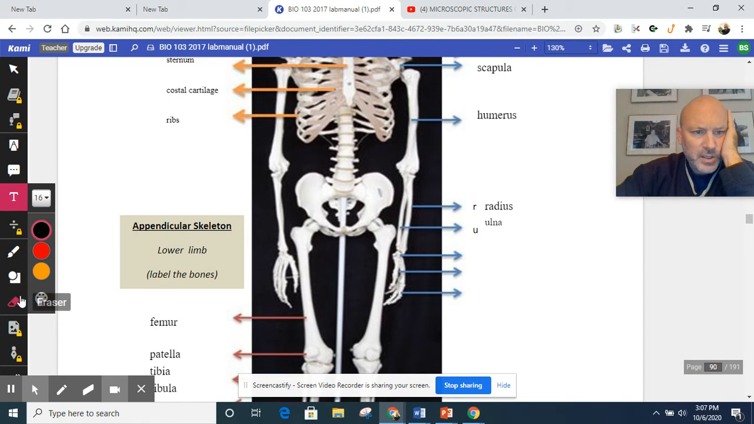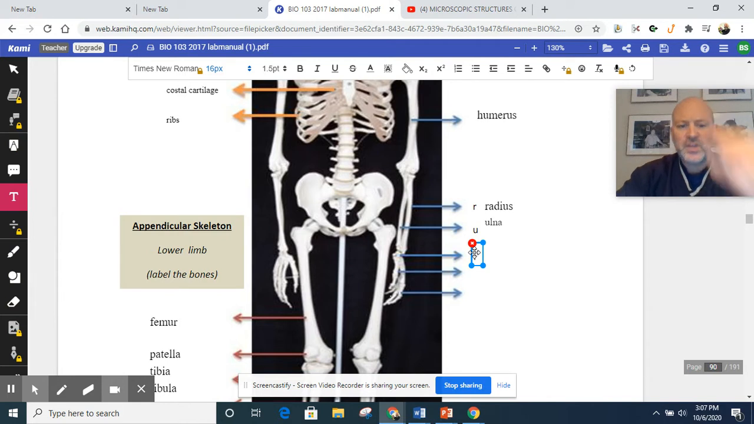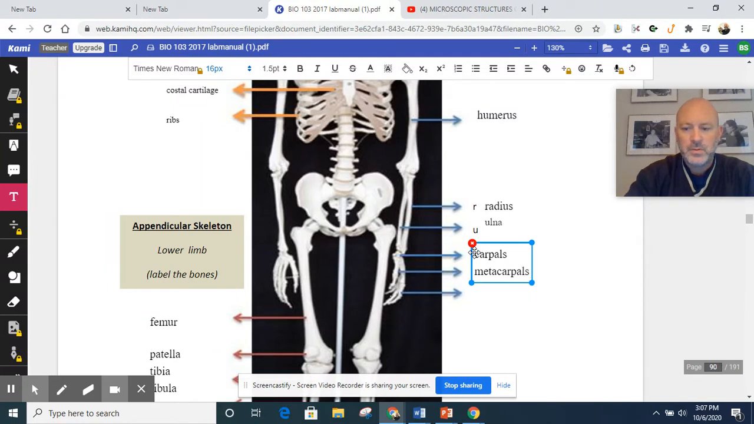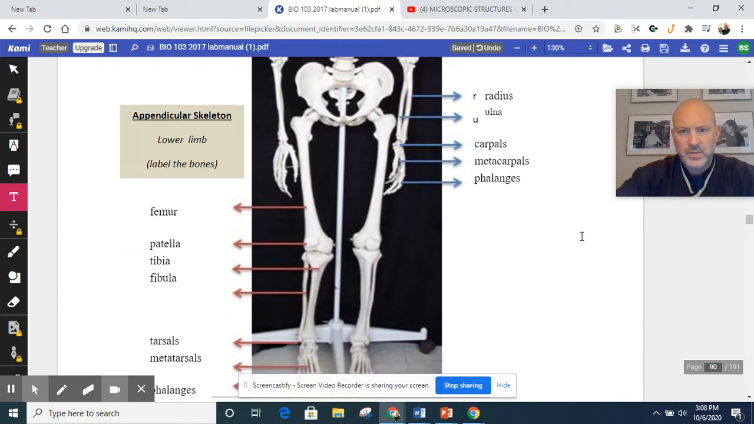In the wrist, you have carpals, and then in the hand we have metacarpals, and then we have phalanges again. The fingers.